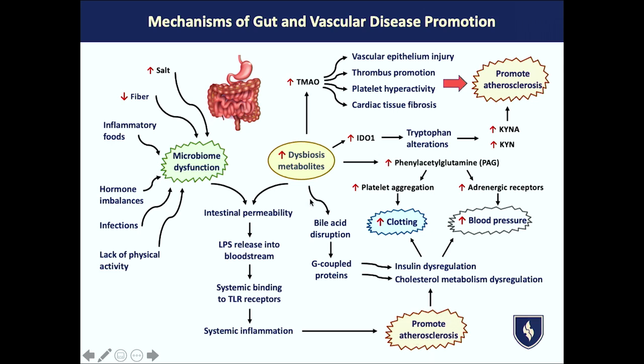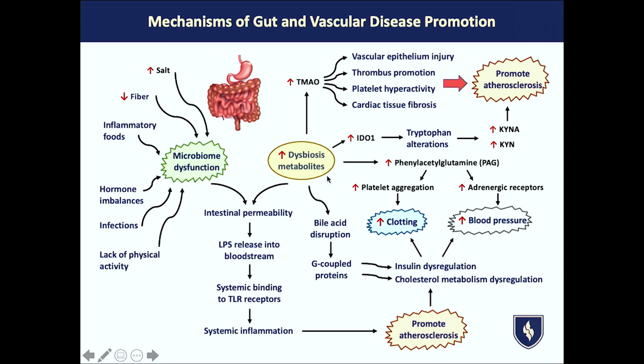Now, dysbiosis may also cause bile acid disruption, where you have different responses of disfigured bile acid signaling agents on G-coupled proteins that then cause insulin dysregulation, cholesterol metabolism dysregulation. And then you have here dysbiosis metabolites impacting the IDO1 pathway, which involves tryptophan alterations. And these dysbiotic changes can increase what are called KYNA and KYN that then promote atherosclerosis.